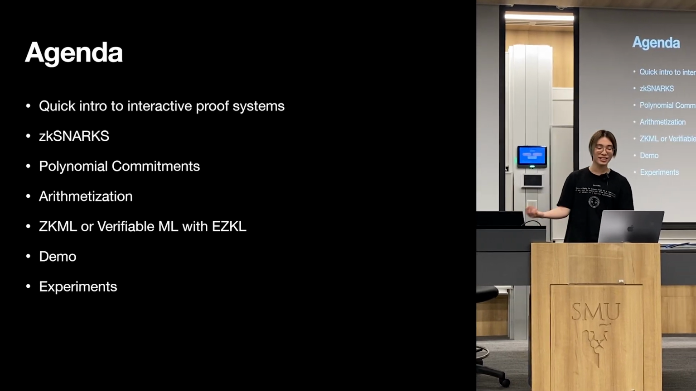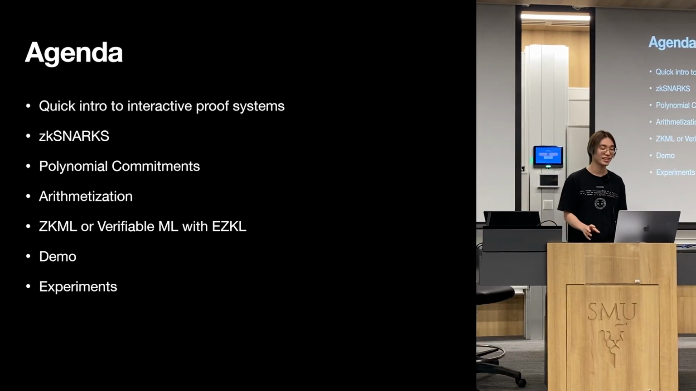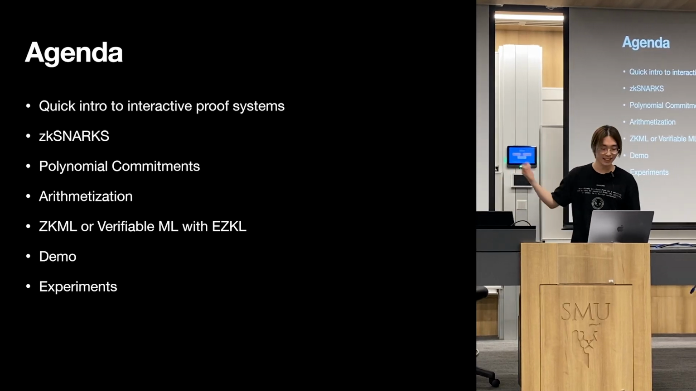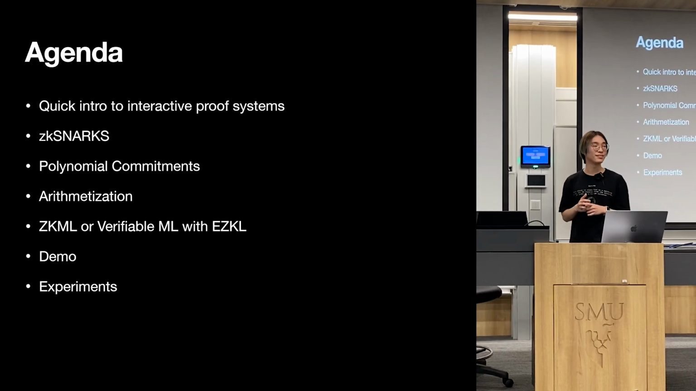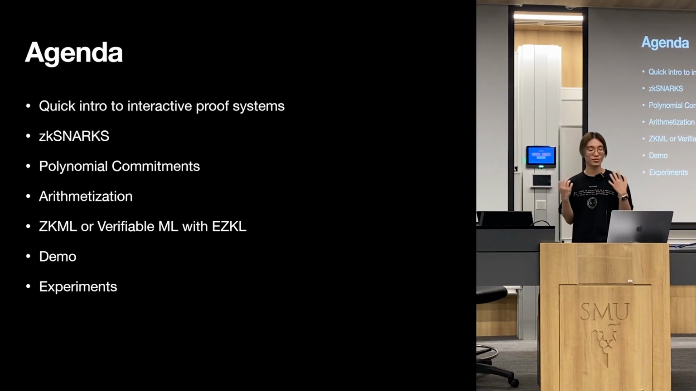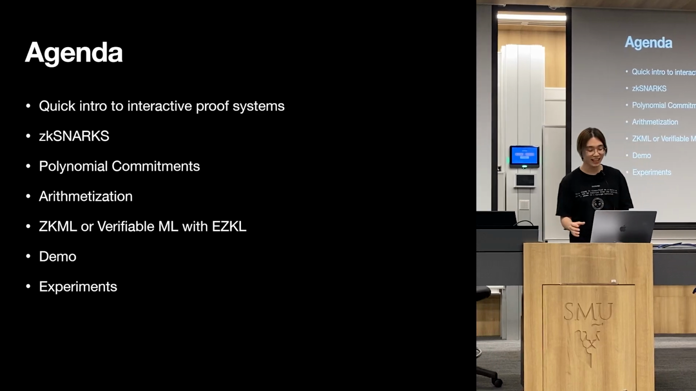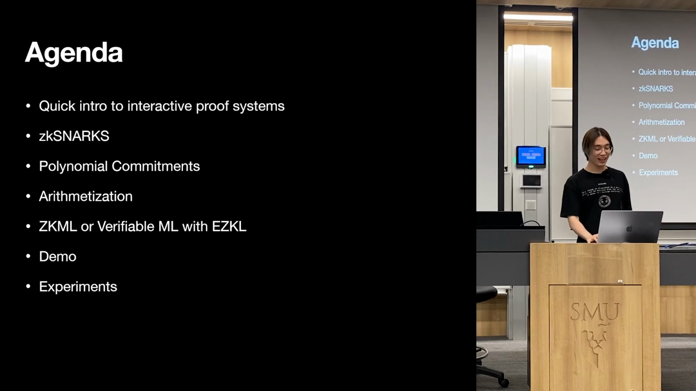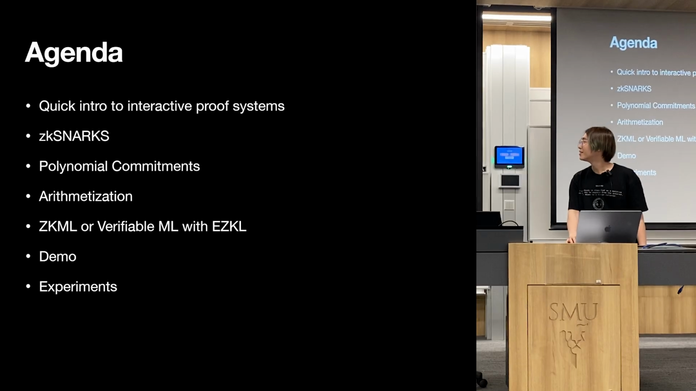Yeah, so I'm going to give a quick intro to this concept of interactive proof systems, which is really the basis of zero knowledge proofs, and talk about how this actually relates to ZK SNARKs, and also further optimizations like polynomial commitments, arithmetization, and also zero knowledge machine learning, which is what we are essentially doing. But we don't necessarily always use ZK. So we only want the verifiability aspect most of the time. And if there's time, I'll show the demos and some of the experiments that we have done.